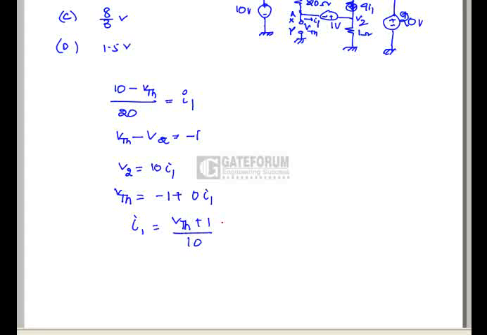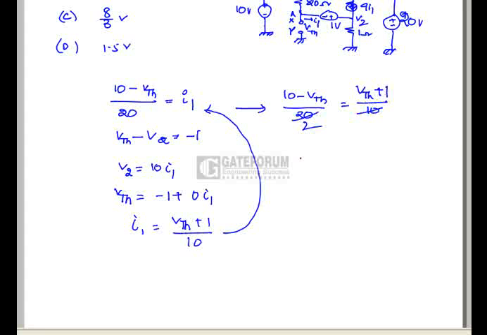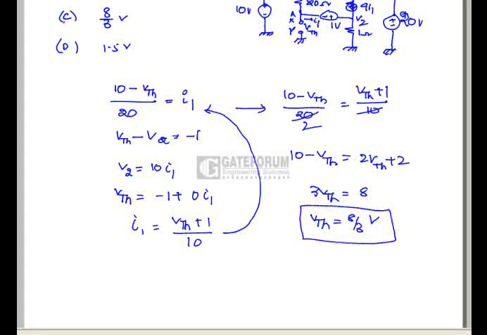So from this equation, if we substitute this equation into this, that is (10 minus VThevenin) divided by 20 equals to (VThevenin plus 1) divided by 10, that is 2. 10 minus VThevenin equals to 2 VThevenin plus 2, that is 3 VThevenin equals to 8, that is VThevenin equals to 8 by 3 volts, which is option C is correct.